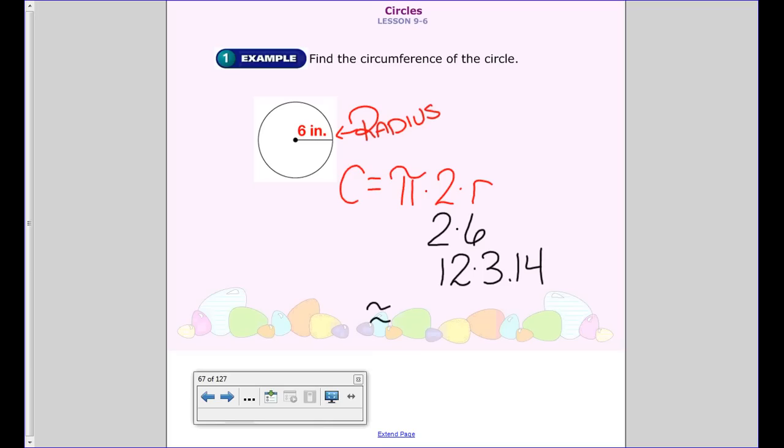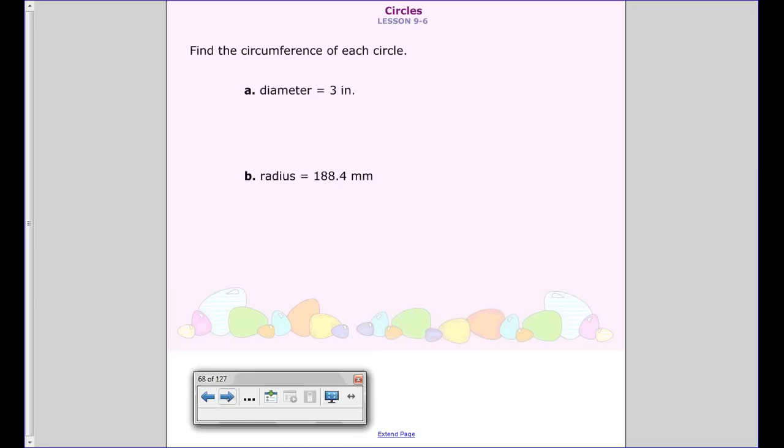And I'll get the circumference is approximately 37.6800 inches. There you go. So that would be your answer. So again, because they gave me the radius, I first times it by 2, then multiplied by 3.1400.